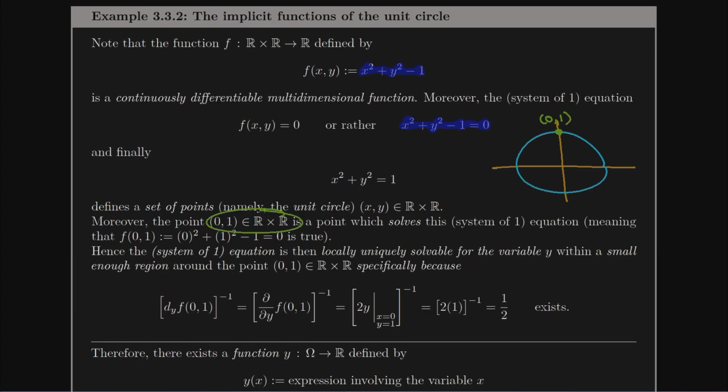I have a question. My big question is, is the system of one equation locally uniquely solvable for the variable y within a small enough region around the point 0, 1? So is there a region in which I can uniquely solve this equation for the variable y around this point 0, 1?